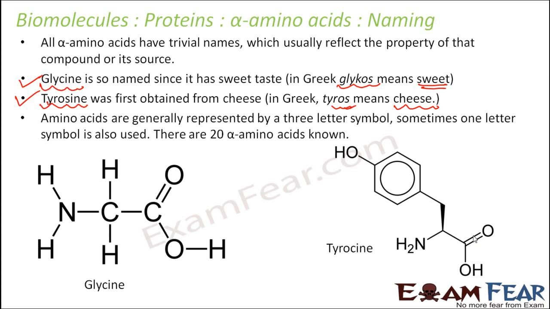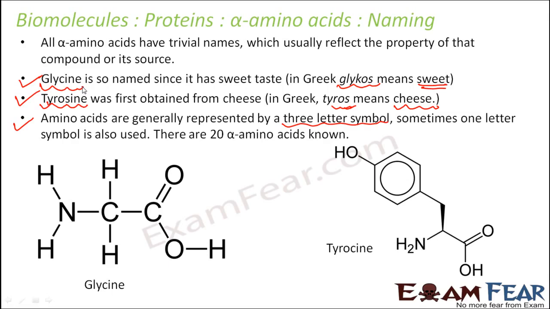So what can be done? They are represented by a 3-letter symbol. Sometimes a 1-letter symbol is also used. Now, instead of writing the entire name glycine, we just write 3 letters, which will represent glycine. Sometimes they also follow a 1-letter convention where maybe the first letter, say G, will represent glycine. Again, for tyrosine, you can use 3 letters, maybe TYR, or you can use just 1 letter.